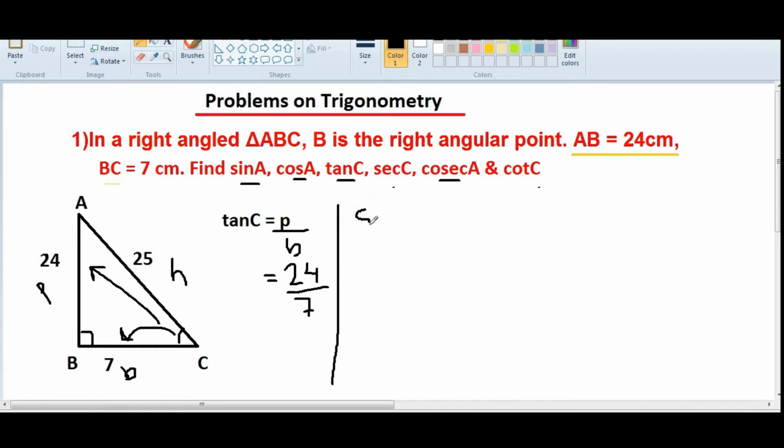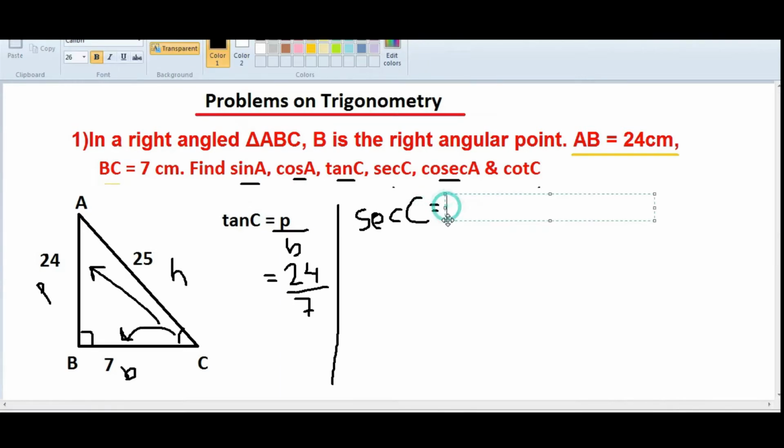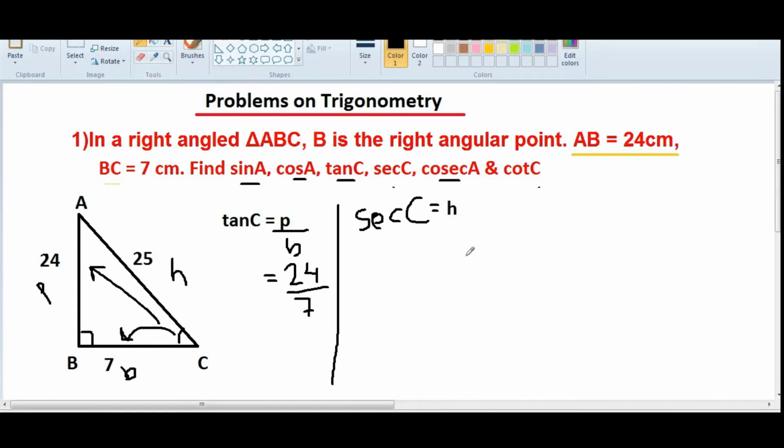Next, sec C. For sec C, what will be the formula? We know that for sec it's hypotenuse by base. So what's the value of hypotenuse here? It's 25 and base is what? It's 7.